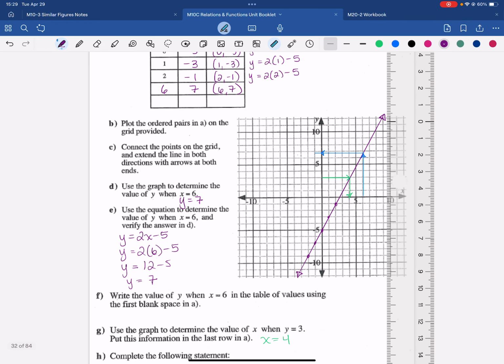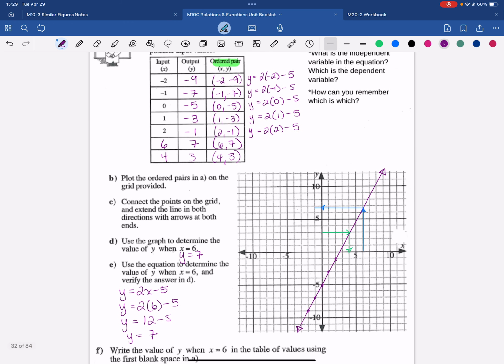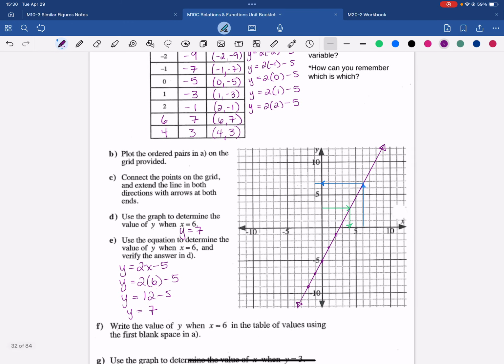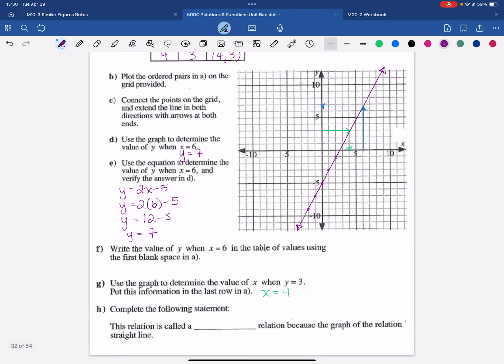Okay, so that gives us another one. We have an x value of 4 when our y value is 3. That gives us another ordered pair. Now, typically when we see a table, they're in sequential order. So you would generally see 4 above that 6 for x, but it's okay. This relation is called a linear relation because the graph of the relation is a straight line.